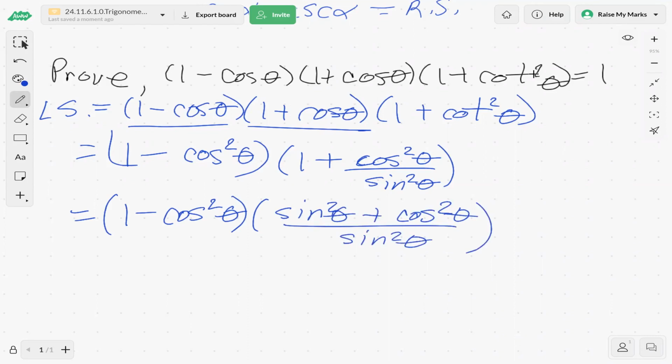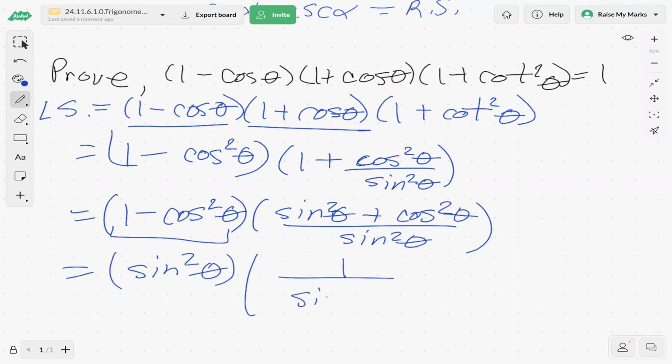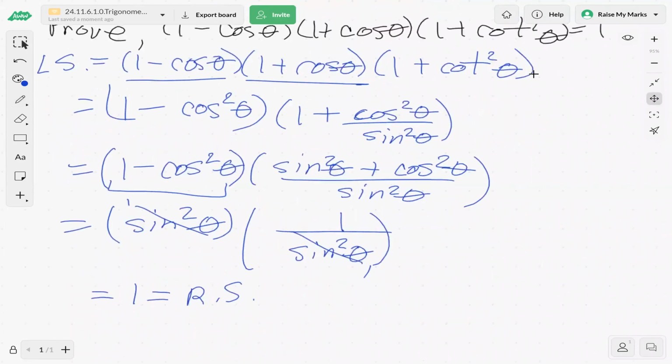Okay, what's going on here? Okay, all right, I think I see where we need to go. So 1 minus cos squared theta is the same as sine squared theta. Down the numerator here, sine squared theta plus cos squared theta, that's just 1. In the denominator, we have sine squared theta. Well, our sine squared theta and our sine squared theta in the denominator, they cancel out, and we're left with 1. And that is exactly what we have on the right-hand side. It looks like we've proved our identity.